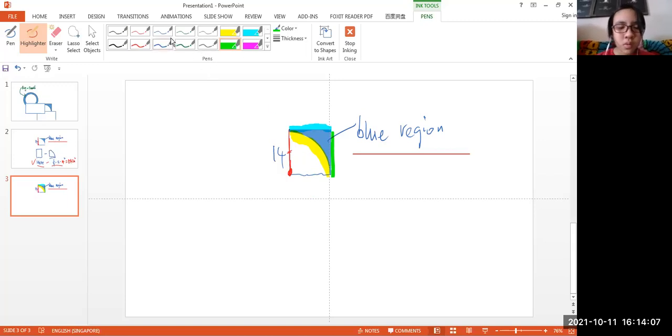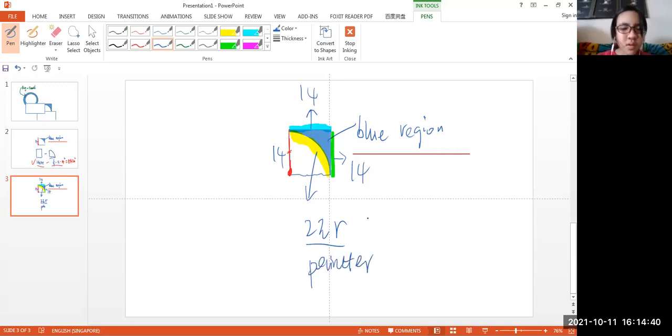So basically you need to find the blue one first. What's the length of the blue one? 14. And what's the length of the green one? 14. How do you find the yellow one? 2 pi r. Why do you use 2 pi r in this case? Because it's perimeter. Very good. Then put a quarter in front because this is asking for a quadrant. Find it and add them up, then you will get the perimeter of this figure.